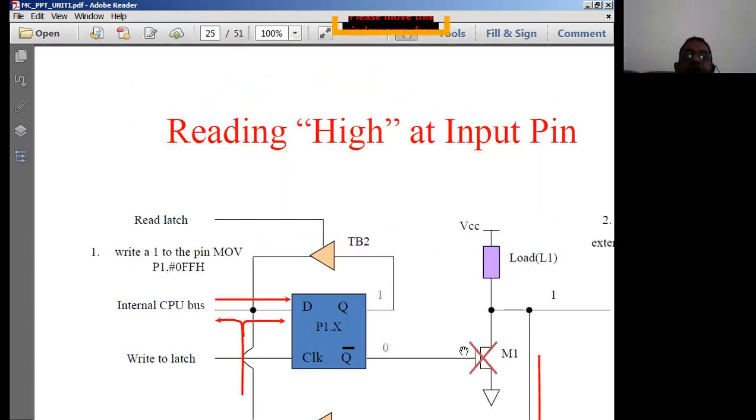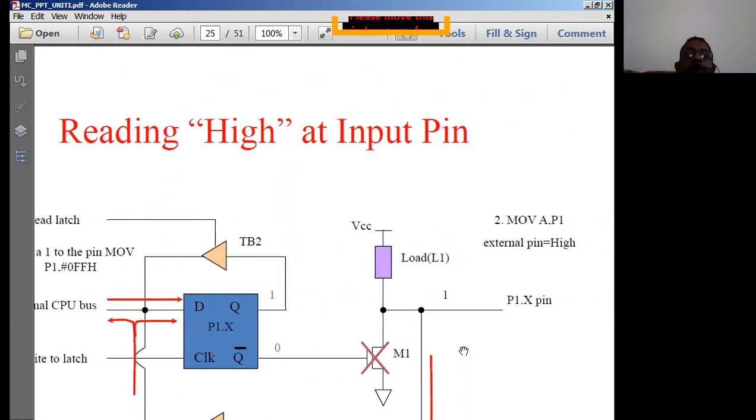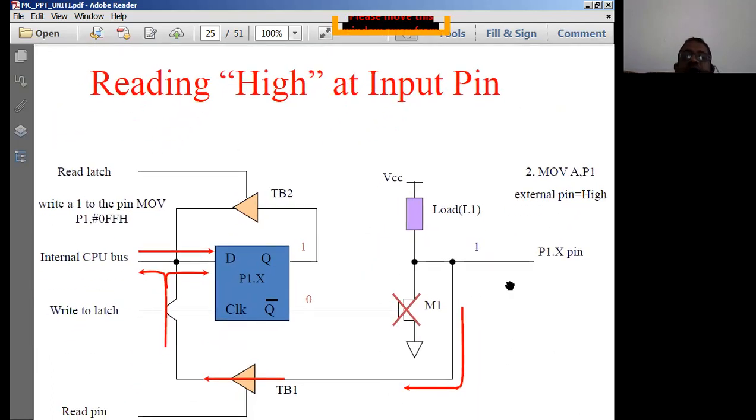Similarly, you can read data from the pin P1.X. Say I want to read a high value from pin P1.X. Imagine that pin P1.X is having value 1. I want to read that into the microcontroller. To read that value, what should happen? Compulsorily, the transistor should be disabled. For a transistor to be disabled, what should I do now? I would apply 1 to the D flip-flop and this will be disabled. So apply 1 to this for reading.